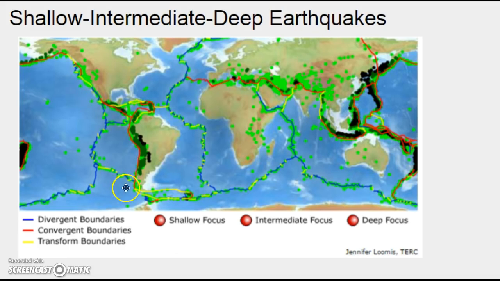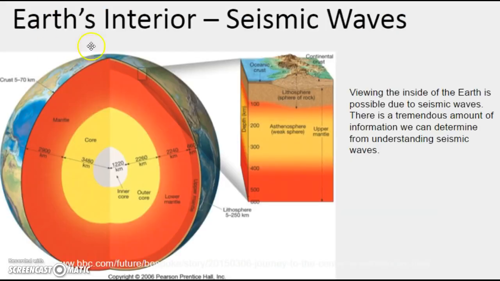So here I can see the light green are the shallow earthquakes. Very common to have shallow earthquakes. The dark green are intermediate. We find intermediate at subduction zones. And then definitely where we find the deep earthquakes are in black, where we find subduction taking place. So where you find your intermediate and deep, generally you're finding subduction zones. So the Earth's interior, viewing the inside of the Earth, is possible due to seismic waves.